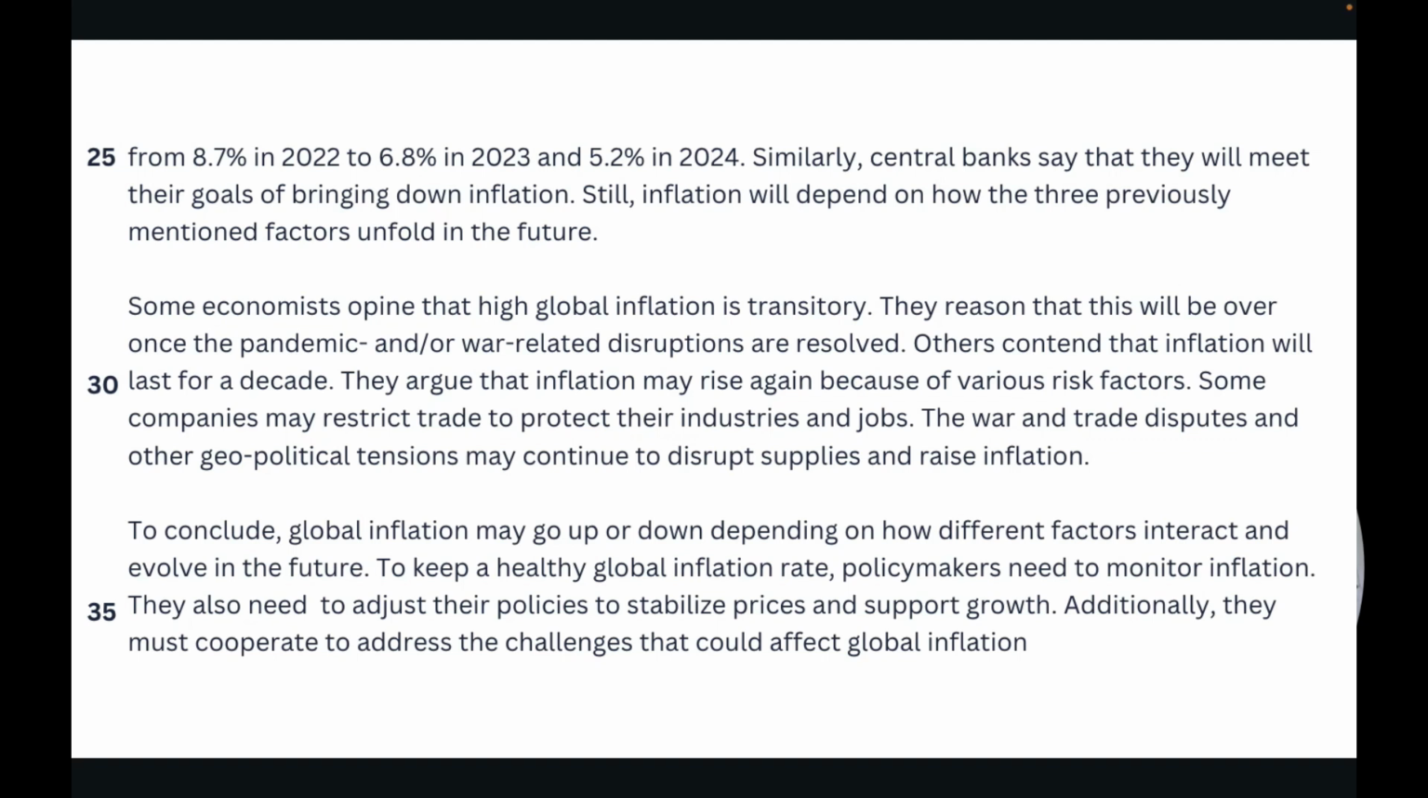To keep a healthy global inflation rate, policymakers need to monitor inflation. They also need to adjust their policies to stabilize prices and support growth. Additionally, they must cooperate to address the challenges that could affect global inflation.